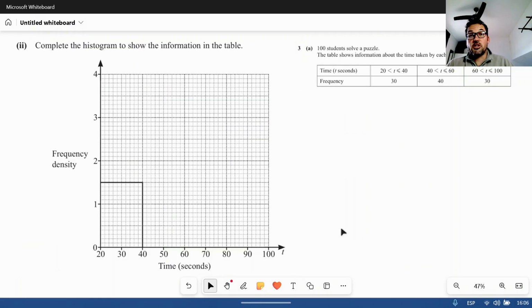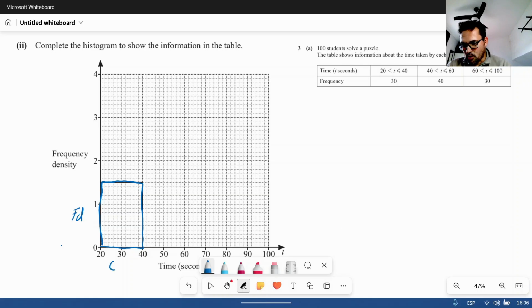Right, moving on to question 13a, part 2, histogram. What we need to remember about the histogram is that the area of this bar, which is just a rectangle, has the frequency density as its height, and this is the class width.